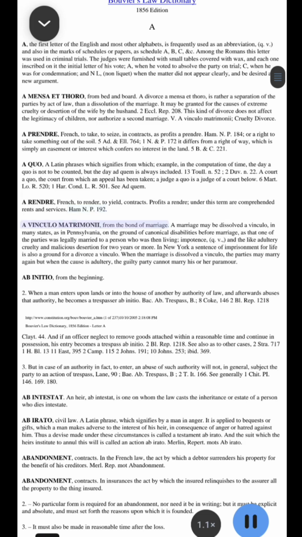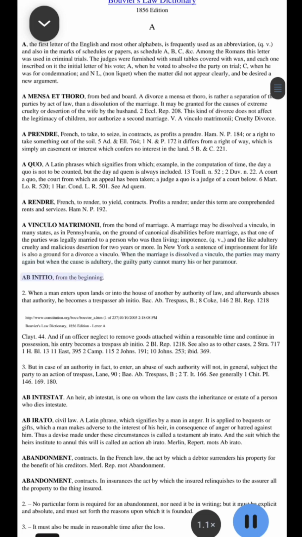A vinculo matrimonii, from the bond of marriage. A marriage may be dissolved a vinculo, in many states, as in Pennsylvania, on the ground of canonical disabilities before marriage, as that one of the parties was legally married to a person who was then living, impotence, and the like, adultery, cruelty, and malicious desertion for two years or more. In New York, a sentence of imprisonment for life is also a ground for a divorce a vinculo. When the marriage is dissolved a vinculo, the parties may marry again, but when the cause is adultery, the guilty party cannot marry his or her paramour.